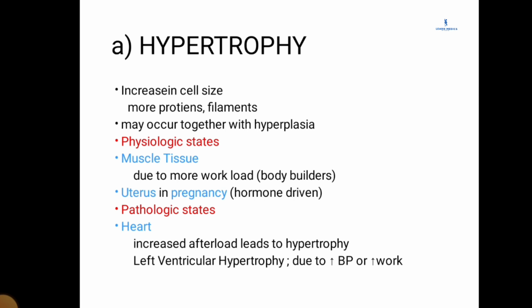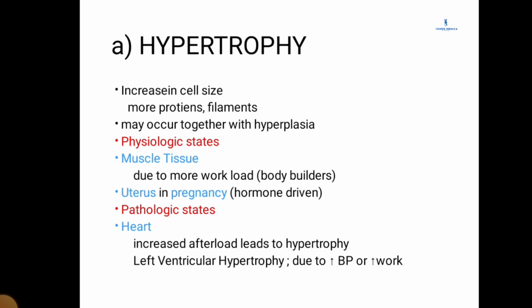First, we are going to deal with the physiological state. The classical example of hypertrophy in the physiological state is muscle tissue. In bodybuilders, due to more workload, hypertrophy occurs. That means an increase in cell size. As we can see, a gym guy who has increased body mass, it is due to the increased muscle cell size, meaning hypertrophy of the muscle tissues. And the uterus in pregnancy, it is hormone driven. You can also see the increased cell size in the uterus.